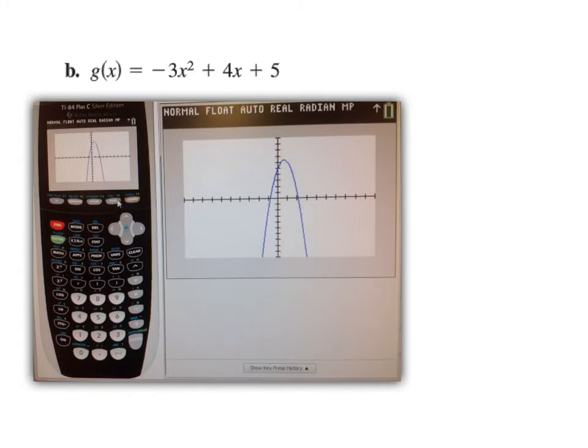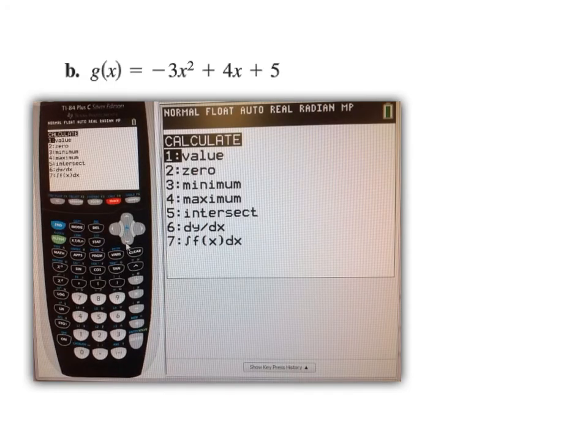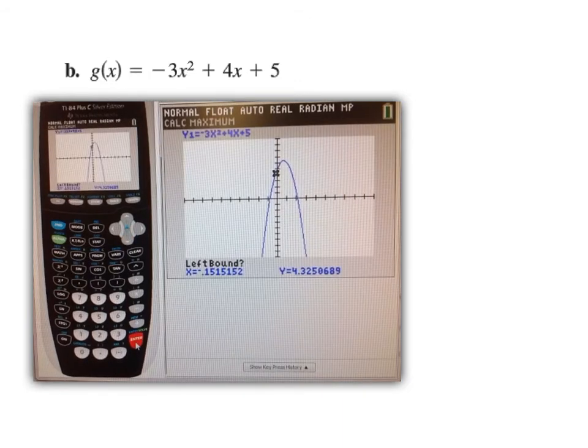So I'm going to go to second, trace. Since that is a top point, that's called a maximum. I'm going to find the maximum. And I've got to tell the calculator to find the maximum point between where and where. So my left bound, make sure you're to the left of the maximum. Arrow over. Make sure you're to the right of the maximum. On the newer calculators, you get lines. Make sure your maximum is in between those lines. Press enter one more time, and I get my maximum. My y value for my maximum is 6.3 repeating.